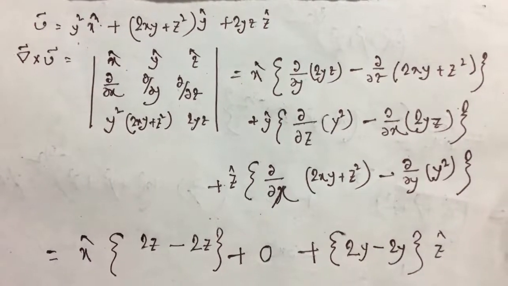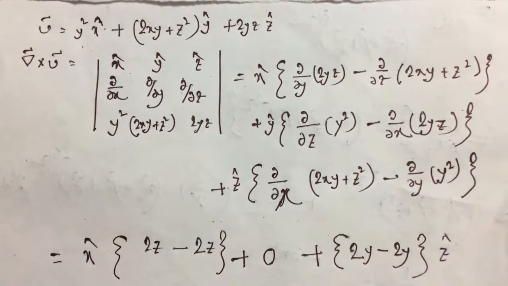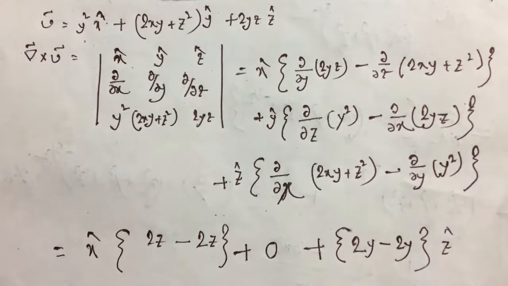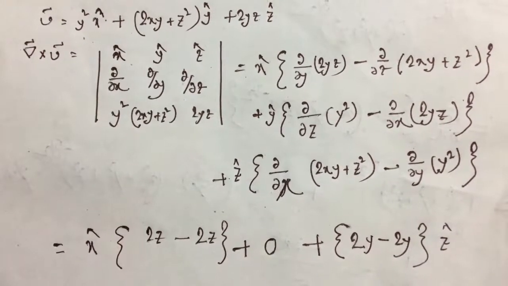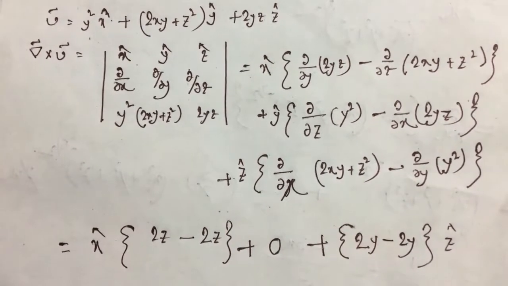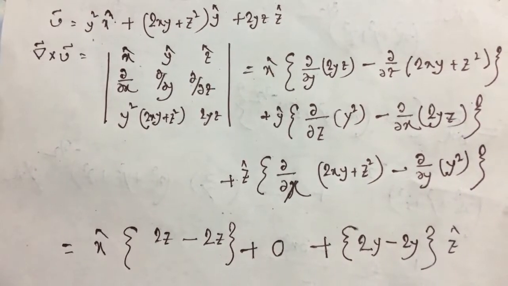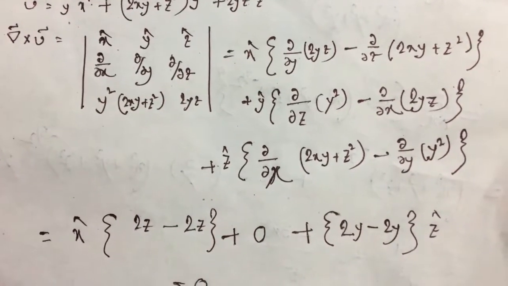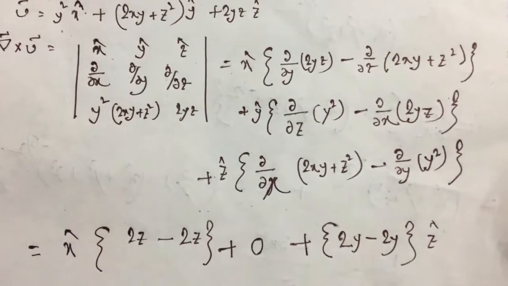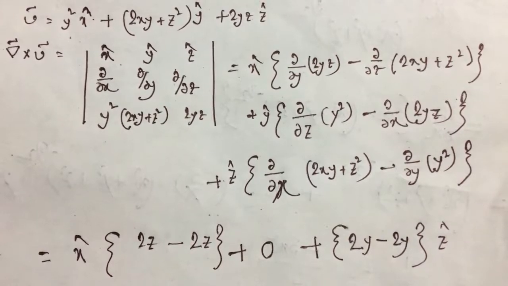Let's have a look at how we have calculated the curl of a vector. First we took a vector function V equal to y square x cap plus (2xy plus z square) y cap plus 2yz z cap. By definition, curl of V is the determinant like this. So if you calculate this determinant, this will turn out to be like this. Now let's differentiate.